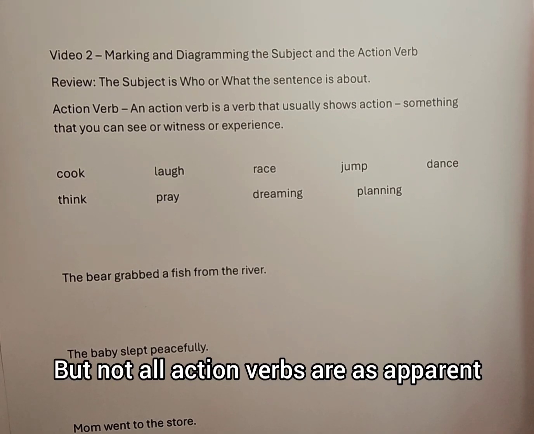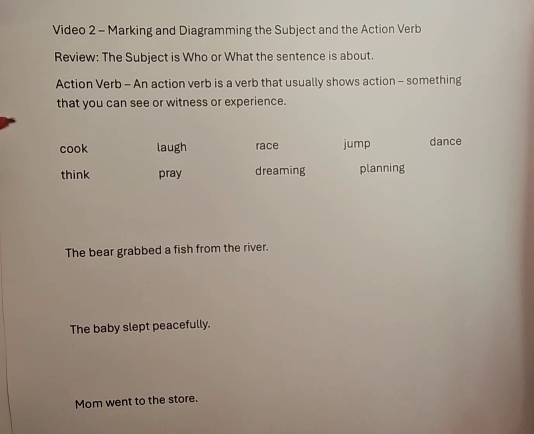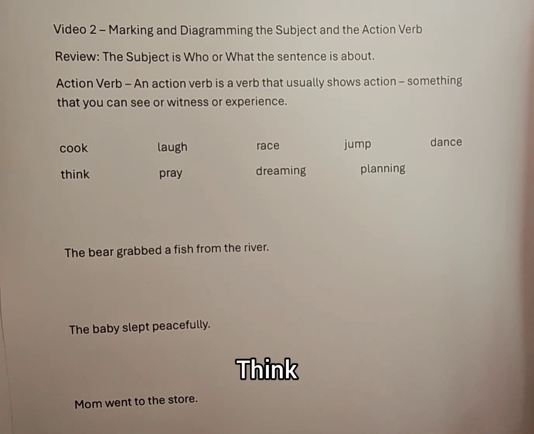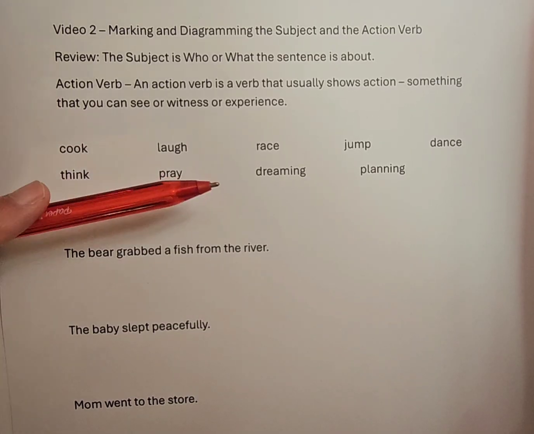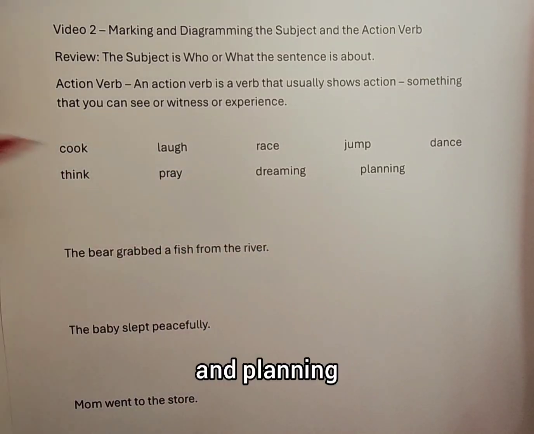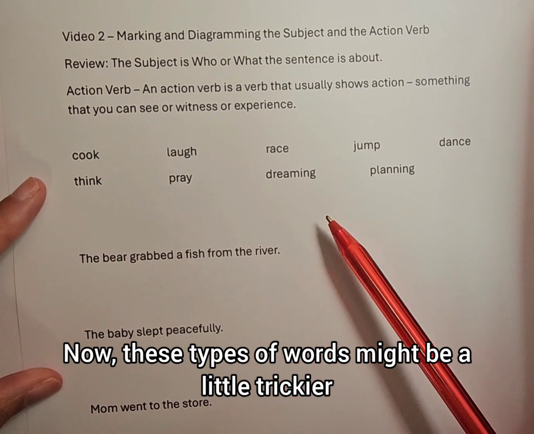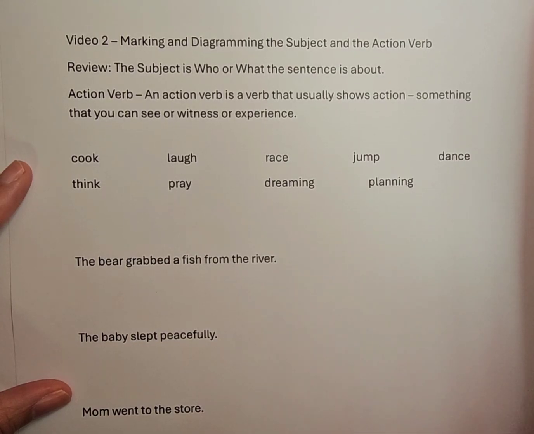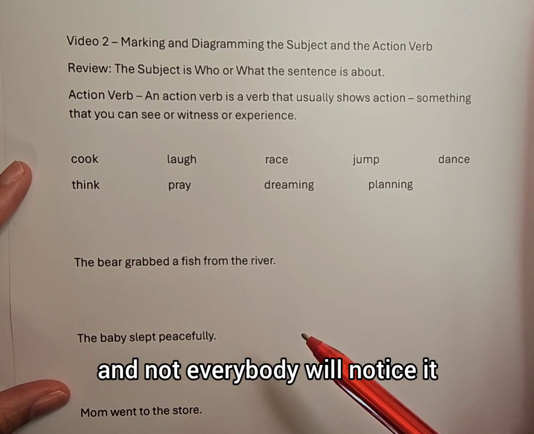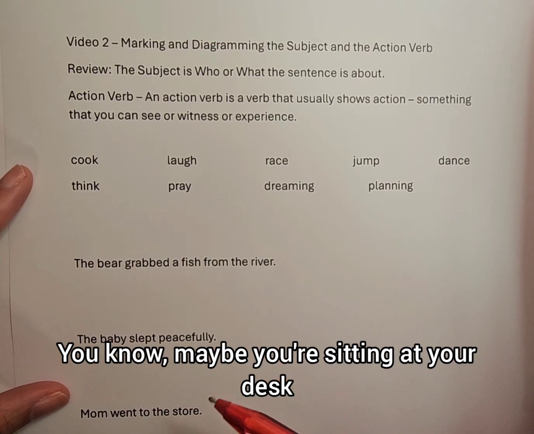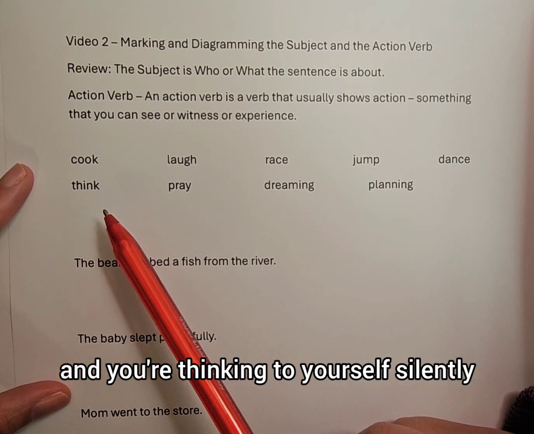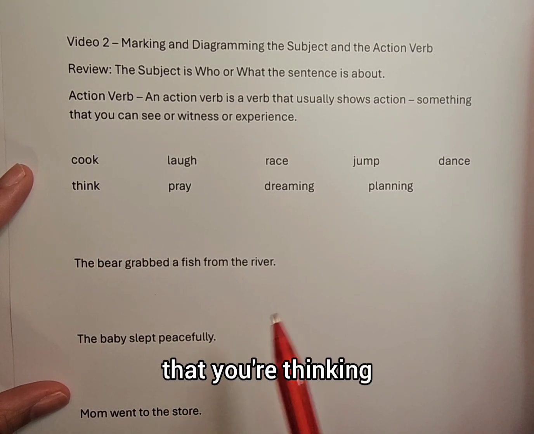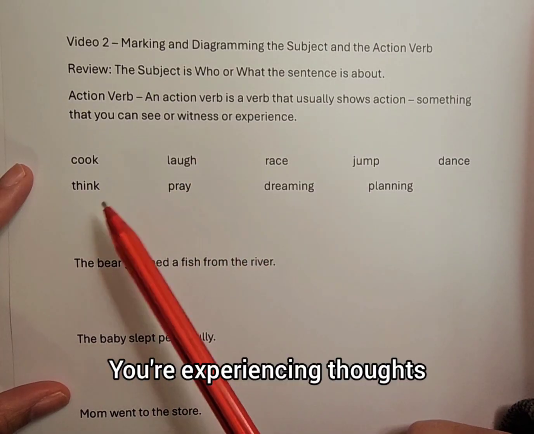But not all action verbs are as apparent as physical activities such as these. Let's look at the second row. Think, pray, dreaming, and planning. Now these types of words might be a little trickier because a lot of this stuff goes on either in your heart or in your head, and not everybody will notice it. You know, maybe you're sitting at your desk and you're thinking to yourself silently, how am I going to solve this problem? The people around you might not notice that you're thinking, but you are doing it. You're experiencing thoughts.